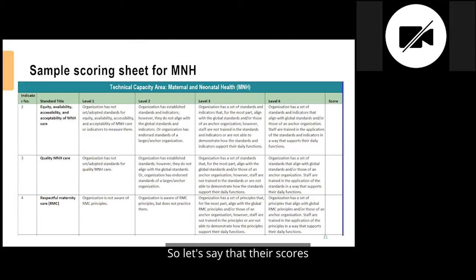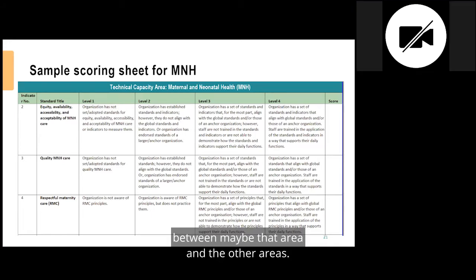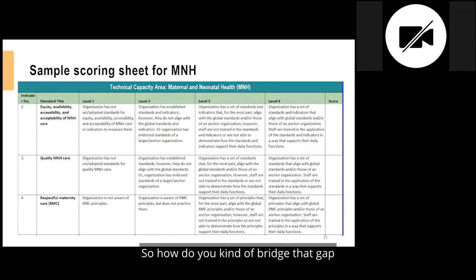So let's say that their scores in the M&H indicators increased, but the organizational capacity indicators are pretty stagnant. So then there's a misalignment between that area and the other areas. How do you bridge that gap when you see those gaps? Do you then give more technical assistance to the organizational indicators, or how do you work on that?